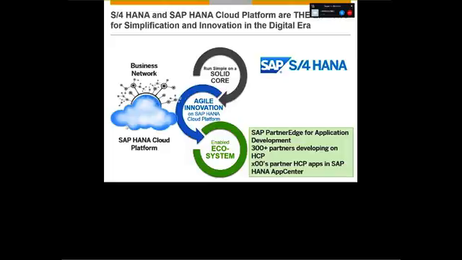So this leads me to the third pillar, which is our partner ecosystem. We built a partner program called Partner Edge for Application Development, which offers partner framework, resources, as well as enablement to develop applications on the HANA Cloud Platform and sell their applications as a service to their customers. In the meantime, we have more than 300 partners who already developed hundreds of applications which you as a customer can find in the SAP HANA App Center via the sap.com page.